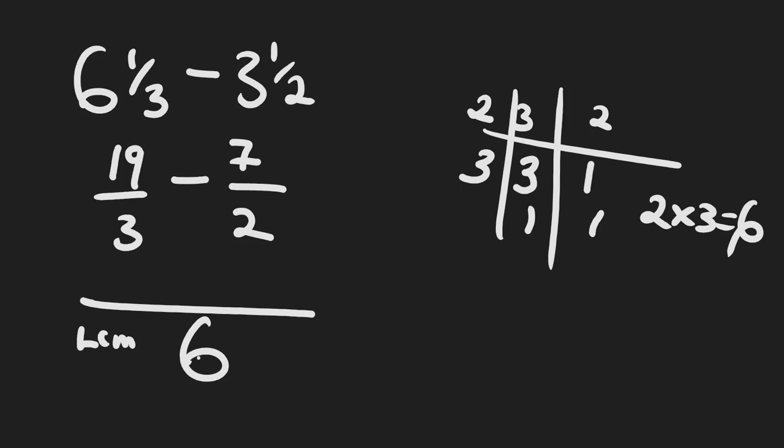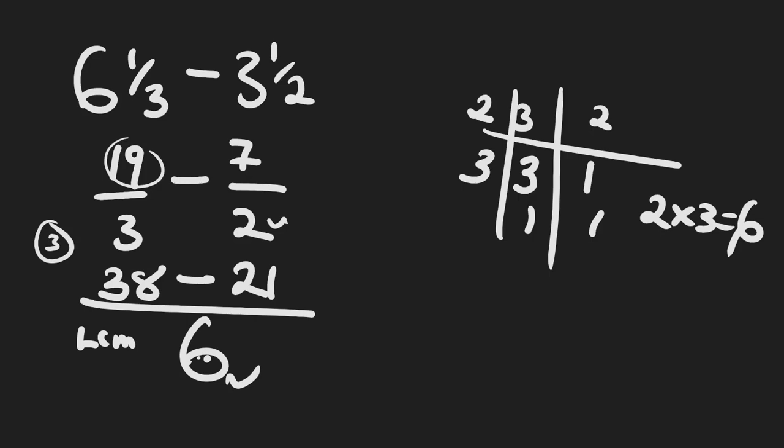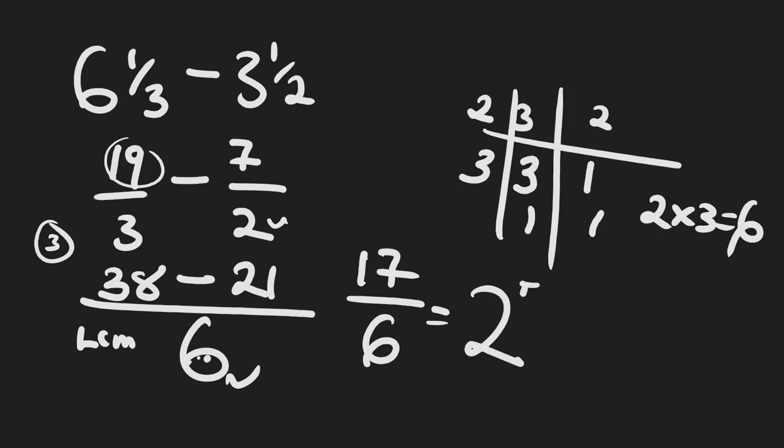So 6 divided by 3 is 2, and 2 times 19 is going to be 38. And minus 6 divided by 2 is what? 3. And 3 times 7 is 21. So we have 38 minus 21 is going to be 17, right? So we have 17 over 6. And 17 divided by 6 is going to be 2 remainder 5. So 2 remainder 5 over 6. So that's the answer.